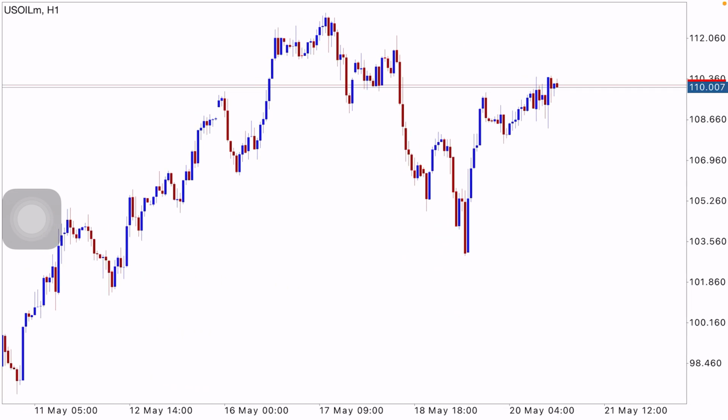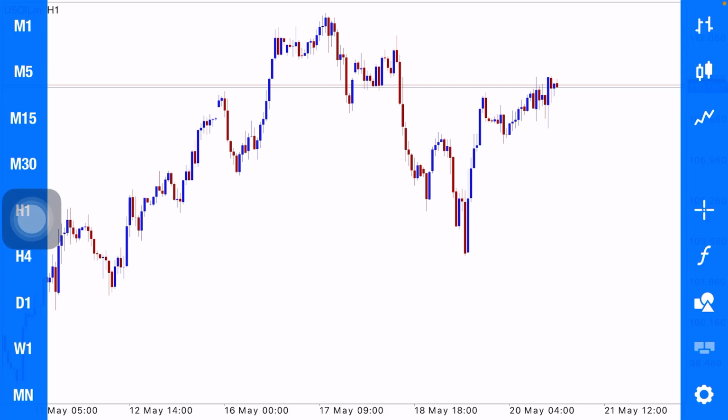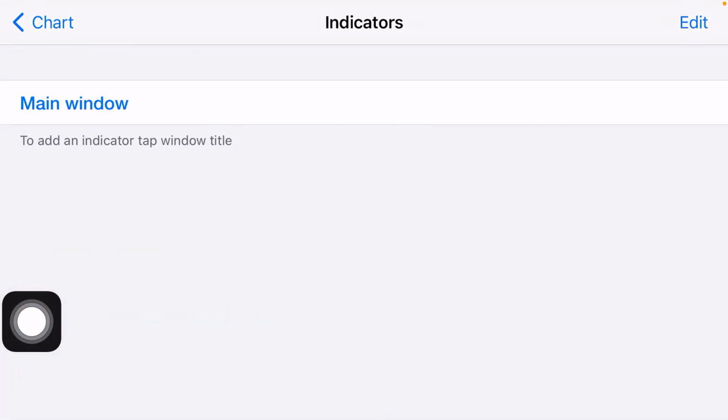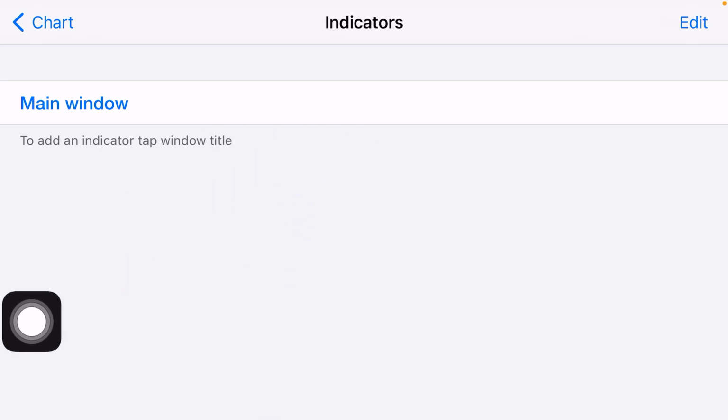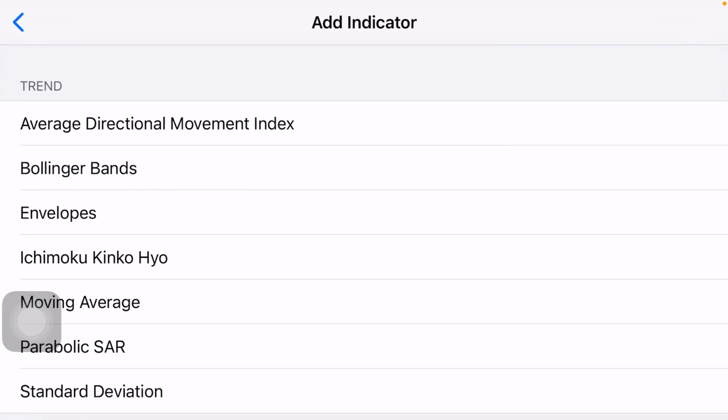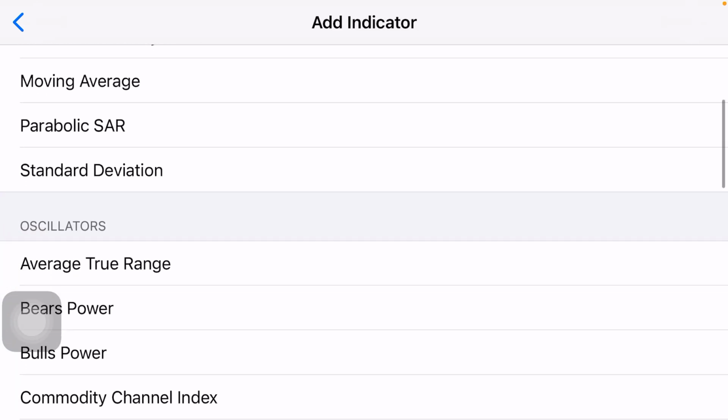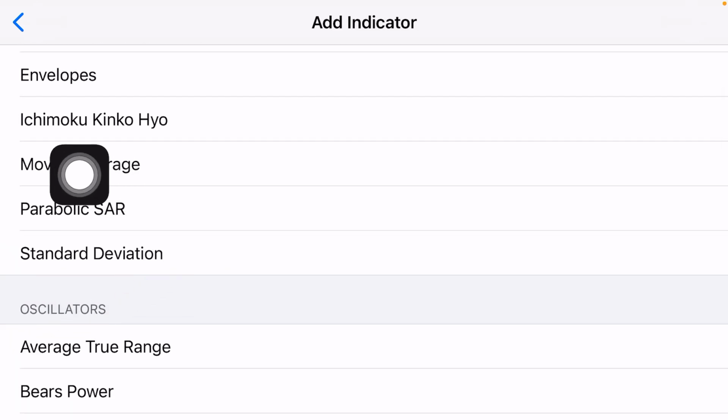So let's see where we can select the indicator. You press anywhere on your chart, you see this symbol, like the frequency symbol, the F sign. You press on that one. I have no indicator on the chart, that's why here is blank. So you go to add, you see main window. You press on main window, you look through and select moving averages. So this is the moving averages.